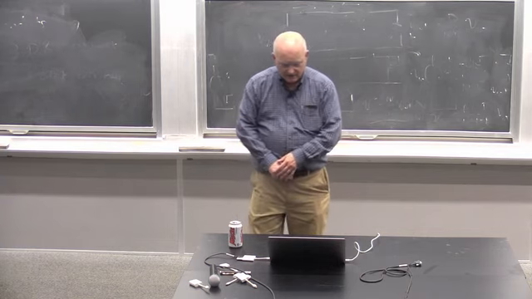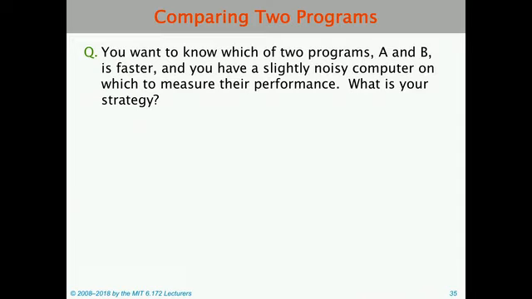Okay. Suppose I want to compare 2 programs, A and B, which is faster. And I have a slightly noisy computer on which to measure their performance. What's a good strategy for comparing them, figuring out whether A is better than B or B better than A? Sure. You could take the lowest, or fastest percentile of both, and then hopefully cancel out noise.